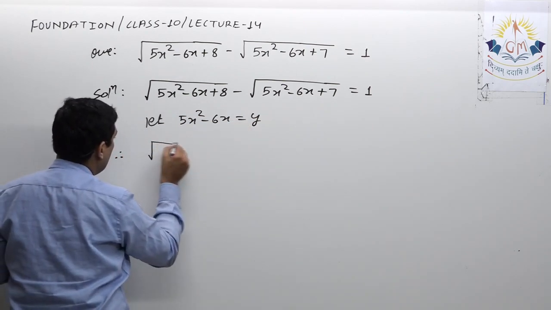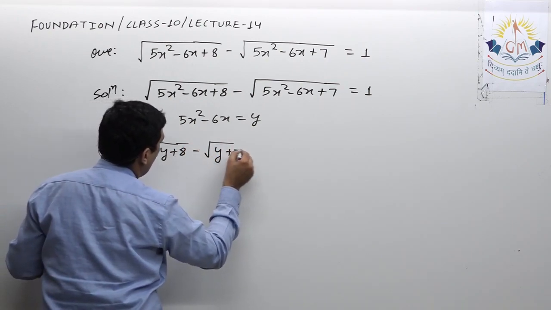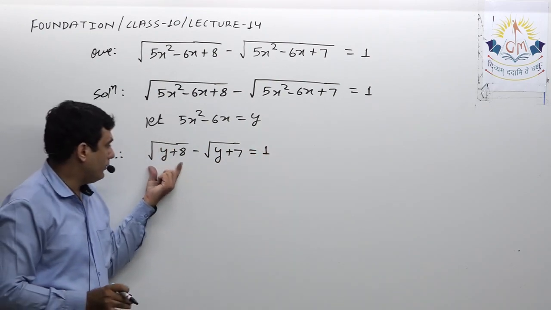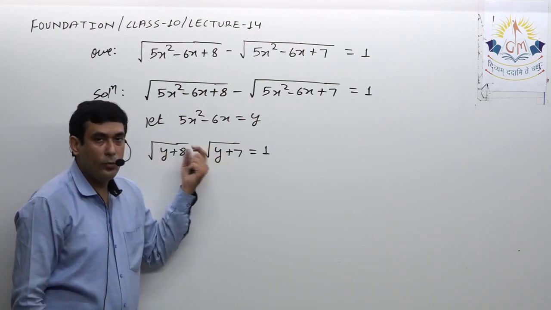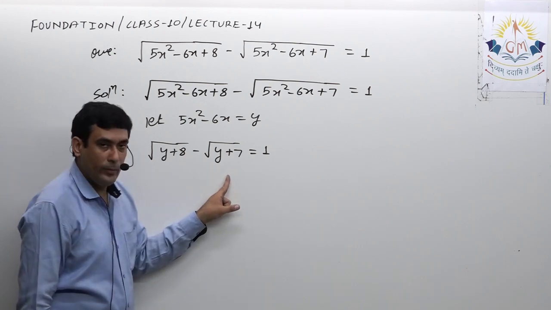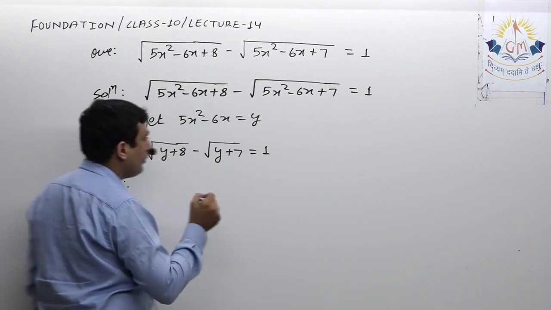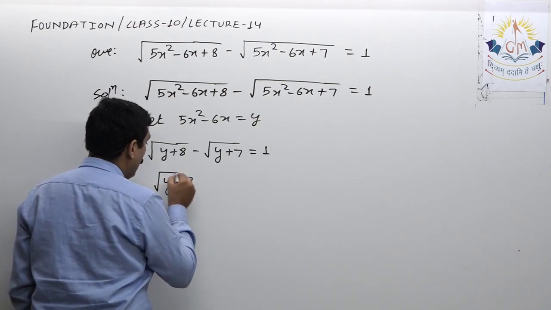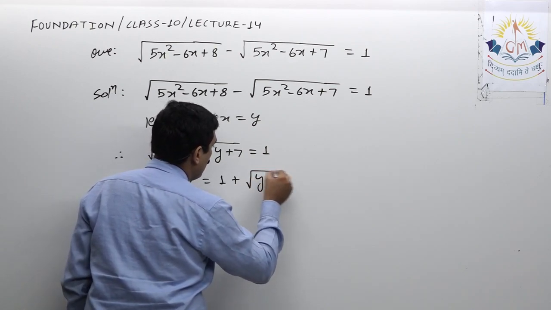Therefore here I will get root of y plus 8 minus root of y plus 7 is equal to 1. Now if I square here only, when I apply the a minus b whole square identity, the root sign will be removed, but we'll get one more term which has a square root, the product of these two. So it's better to take one of the terms on the other side, so that it makes your calculations a little bit easier. So root of y plus 8 is equal to 1 plus root of y plus 7.